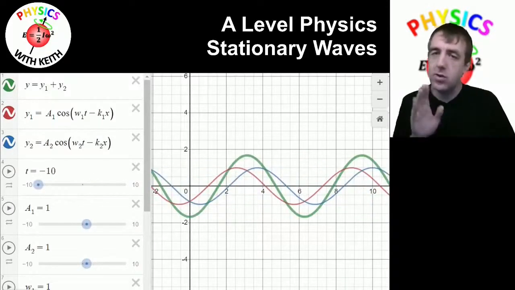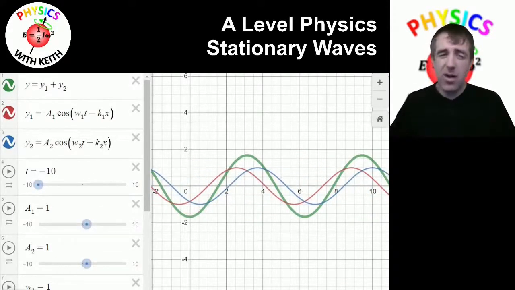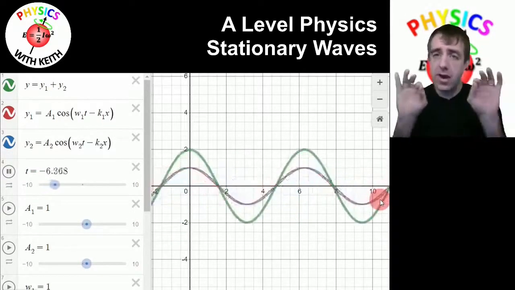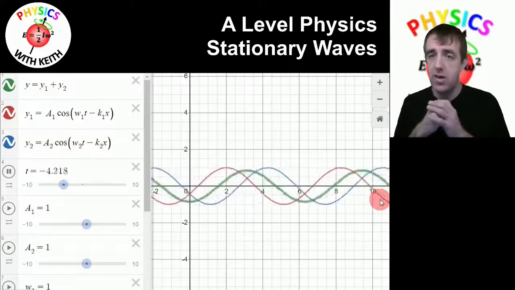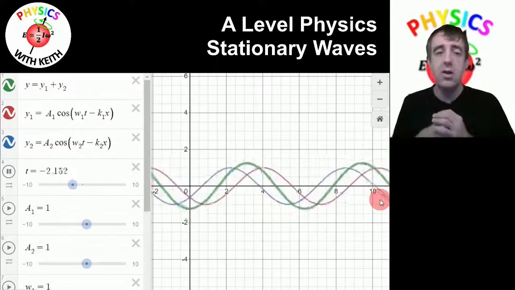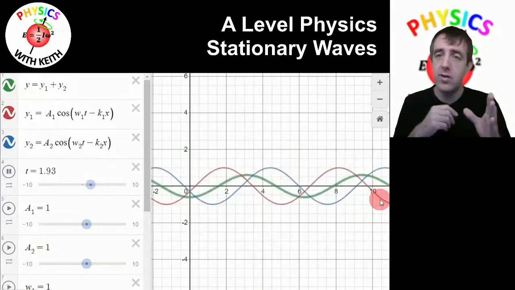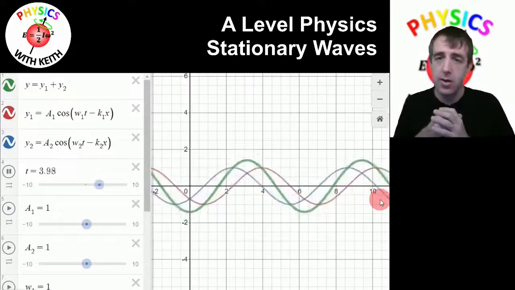Now at A level, when you look at stationary waves, that's about as far as you get. You'll look at situations where there is a node at two ends of a string and the harmonics within that, and we can cover that later. You'll look at situations where there are antinodes at each side, or a node at one side of a piece of string and an antinode at another.